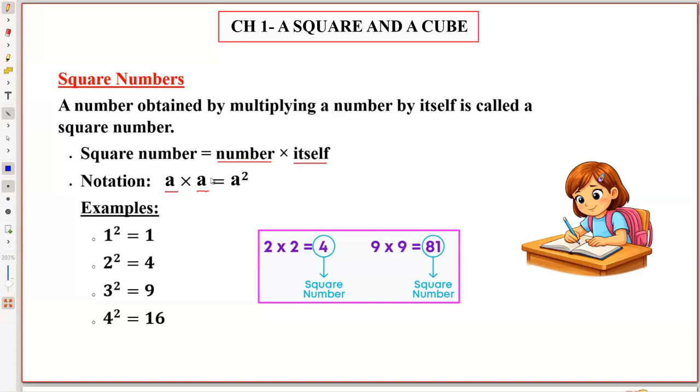For example, a into a is equal to a square. So 2 into 2, that is 2 square, 4. 9 into 9, that is 9 square, 81. 1 square, 2 square, 3 square, 4 square. That means a number multiplied by itself is called a square number.